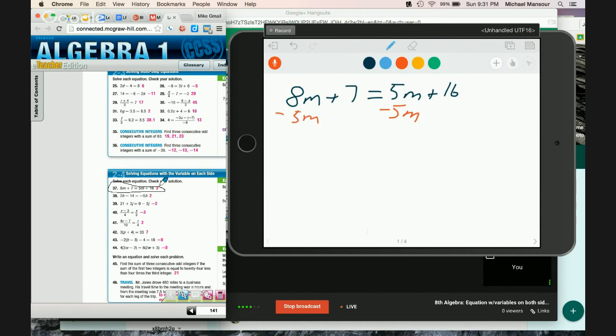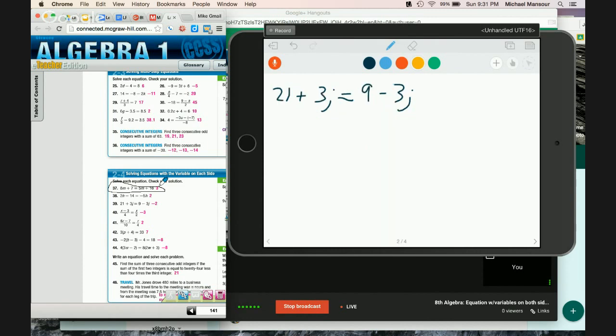And then the other thing that I need to do is I need to get my constants to the same side. So in this case, I have to subtract 7. That cancels out here. Subtract 7. That cancels out here. I forgot to cancel out this one here. And so what I am left with then, I will put in green, is now 8m minus 5m is 3m equals 16 minus 7 equals 9. And I just do some basic division there. Divide by 3, so m equals 3. And you can see that that was the solution to that one there.